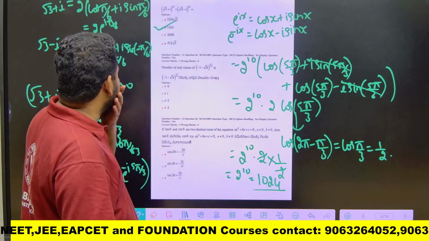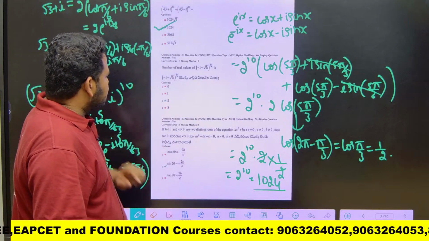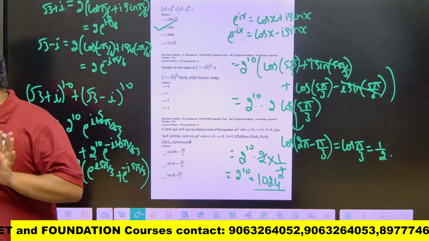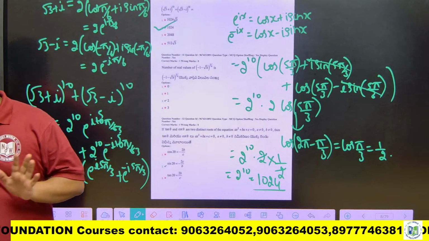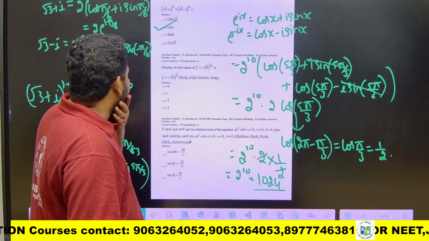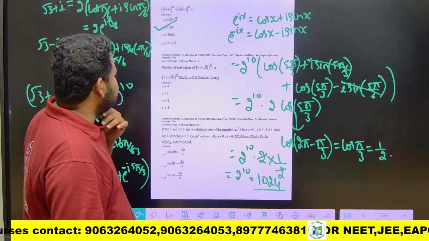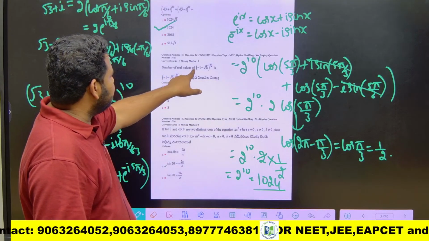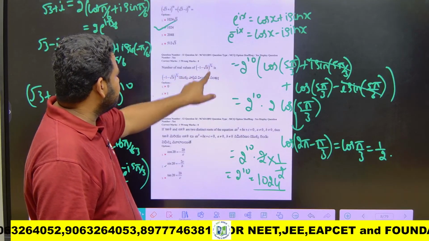Let us have a look at the 11th question. I think the 10th question is clear to all of you. What does the 11th question say? It says the number of real values of minus 1 minus root 3 i to the power of 3 by 4.